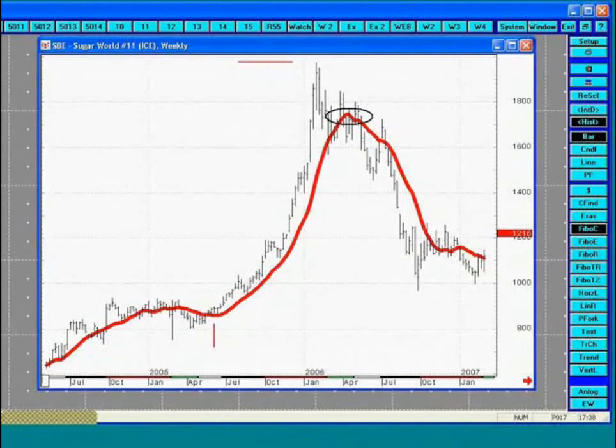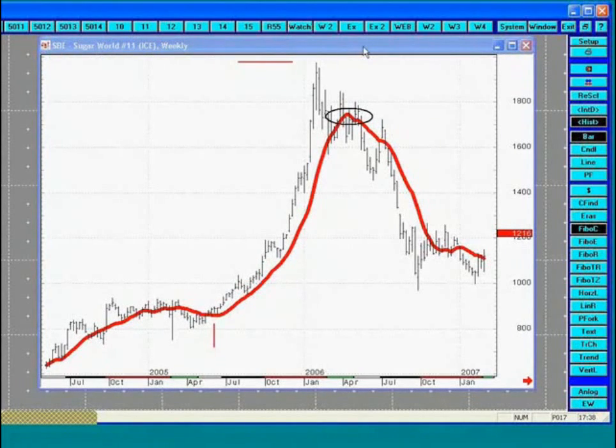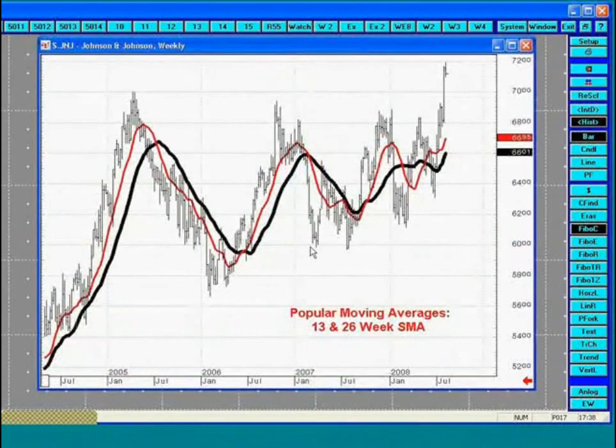And another popular moving average setting that a lot of people work with is the 13 and 26. This is a 13-week period simple moving average of the close, and a 26-week. Obviously, where do we get the number 26? It's simply 2 times 13. And for those of you who like Fibonacci, should like the number 13.